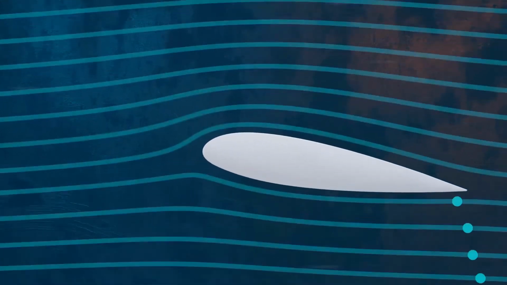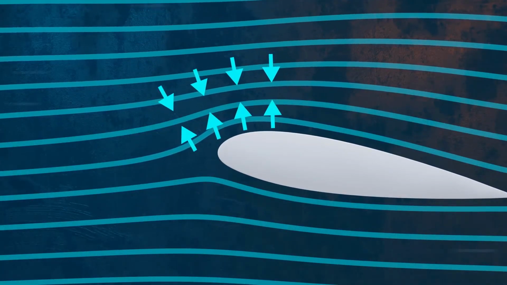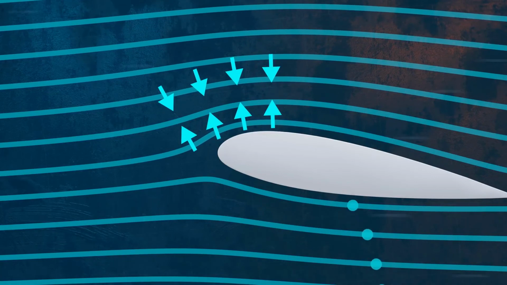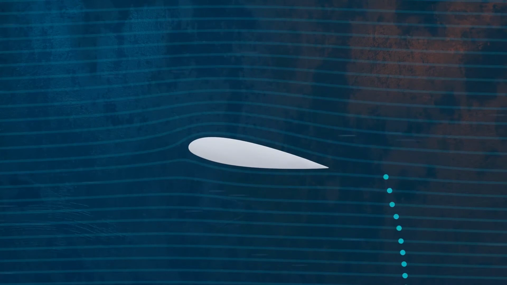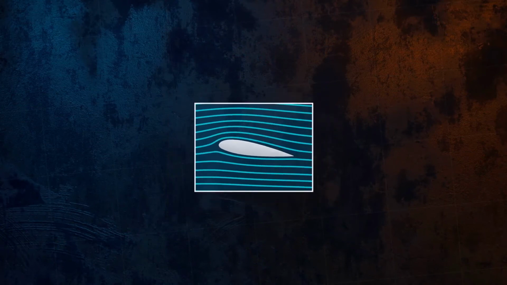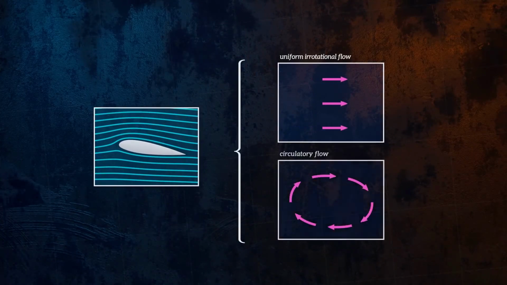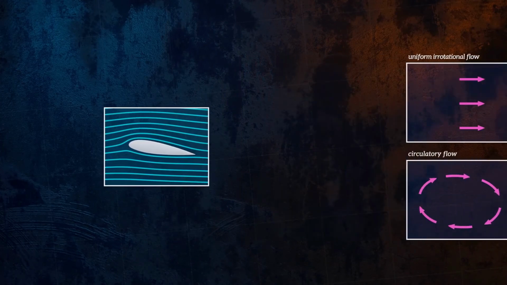One explanation is that the geometry of an airfoil causes the flow to be pinched together above the airfoil, but not below it. Because of the conservation of mass, this results in increased velocity above the airfoil. A more complete but less intuitive explanation for the difference in velocity is based on the concept of circulation. The flow around an airfoil can be thought of as the superposition of idealized uniform rotational flow and circulatory flow.